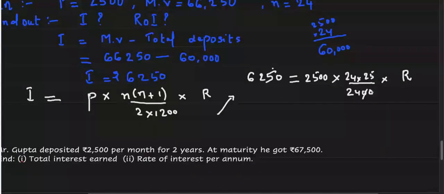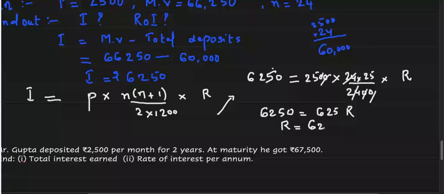These two zeros get cancelled. So now what is remaining? 25 into 25. So 24 and 24 also get cancelled here. 25 into 25 is remaining. So 6250 equals 25 into 25, which is 625, multiplied by R. R is as it is. This will go below. So R will be 6250 divided by 625, that is 10%. The rate of interest is in percentage, that's why it is 10%.